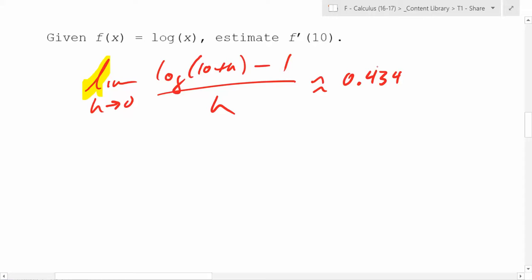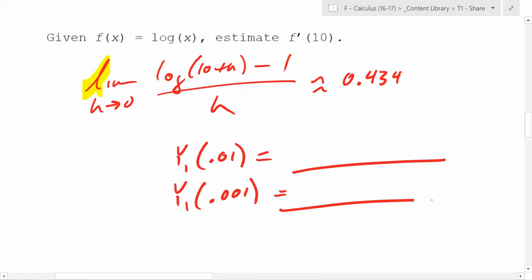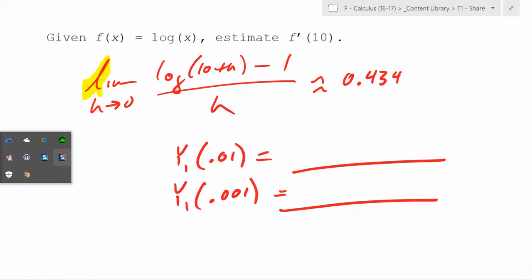So if you want more than 3 decimals, you're going to have to do y1 evaluated at each one of these, like y1 evaluated at 0.001, etc., to get more decimal places to do it that way. Yes, Alex? Where did we get this limit of h going to 0, a plus h?